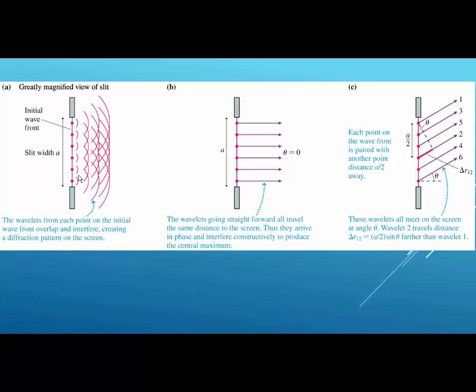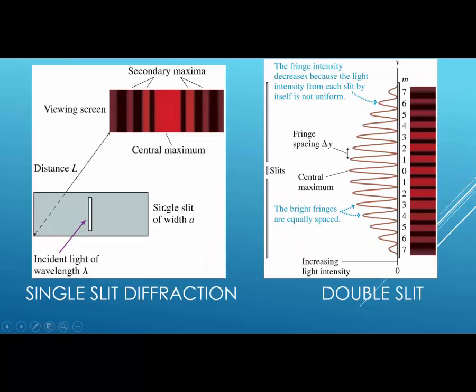So if you look at this second graphic here, the wavefronts that are traveling completely straight forward, they all travel the same distance to the screen, and so they all arrive together in phase, and they will interfere constructively to produce what's called the central maximum. So if we come back here to this graphic, you can see immediately the difference between the two diffraction patterns is that the single slit diffraction has this super large central maximum, whereas over here on the double slit you really don't get that happening.